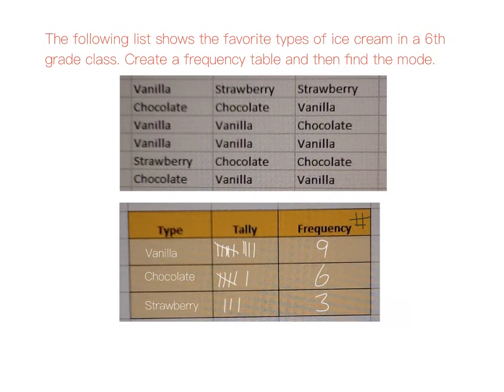So what's the mode? Well, remember, when we hear mode, we need to think most. And it looks like the mode is vanilla, okay? So we would say the mode is not actually the number 9, but the mode is vanilla because the most people out of that data set or out of that class liked vanilla.